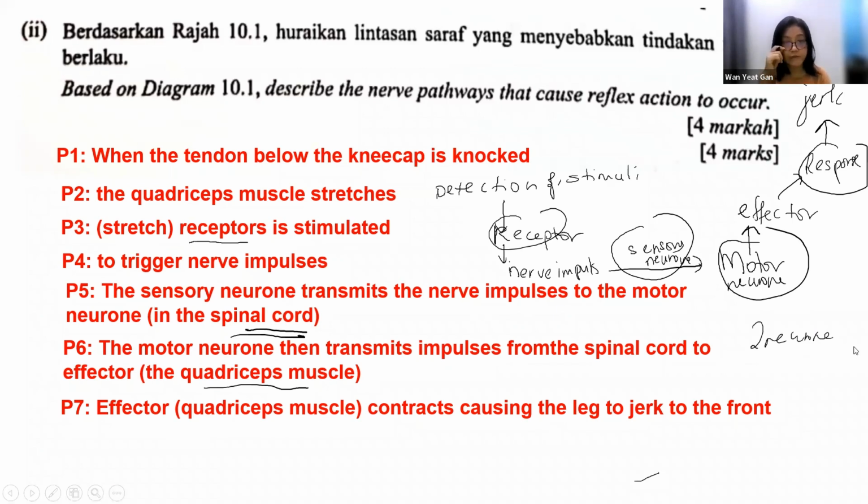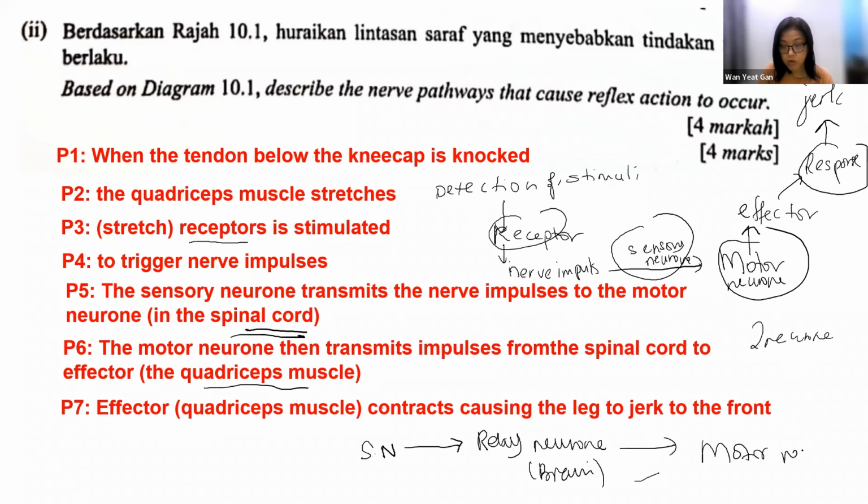This is the simplest form of reflex action. This is not like the one that I've just mentioned earlier about touching fire. That one will involve 3 neurons. That means the sensory neuron will have to transmit to the relay neuron first. So this relay neuron is in the brain. Then only it transmits to the motor neuron. So this one involves 3 neurons, okay? Whereas this one involves only 2 neurons.